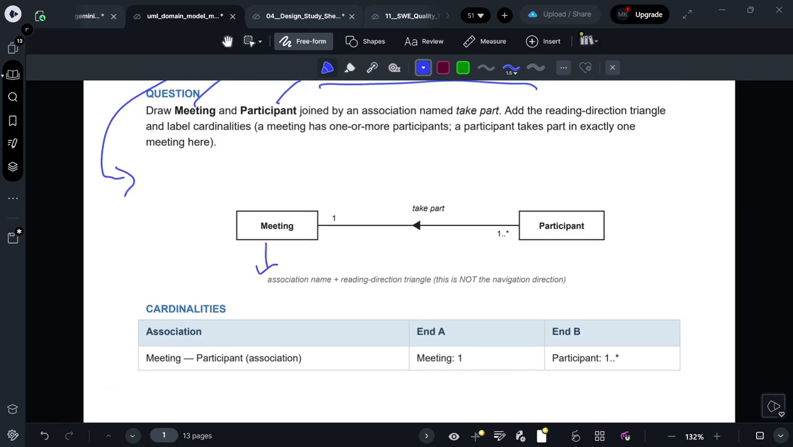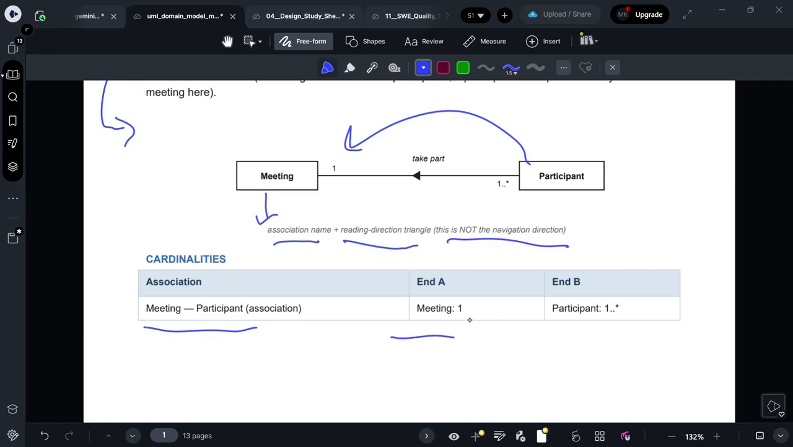So we know that we have a meeting and we have an association here. This is not a navigation direction. This is a reading direction, for example: association name plus reading direction triangle. This is not a navigation triangle, so it's not that it's navigating, it's just helping us to read. So participant takes part in the meeting. In one meeting there could be one or many participants, and participants should have at least one meeting. So meeting association, meeting one, and at the end we have participant one to many.